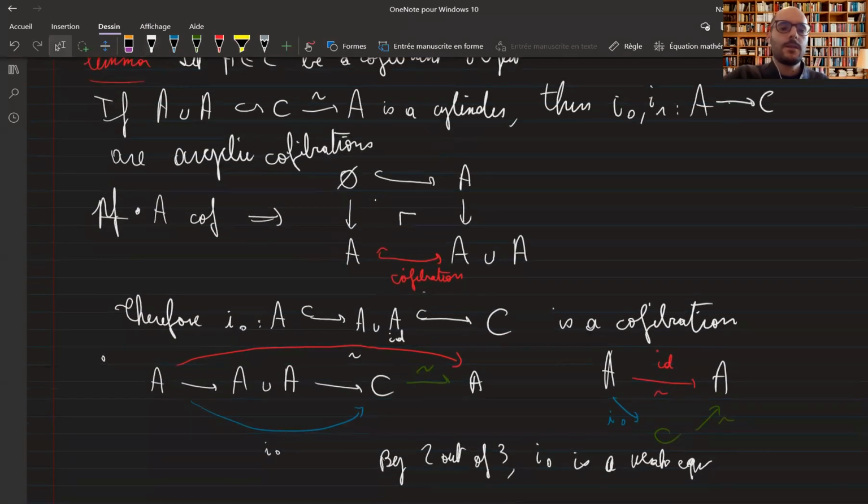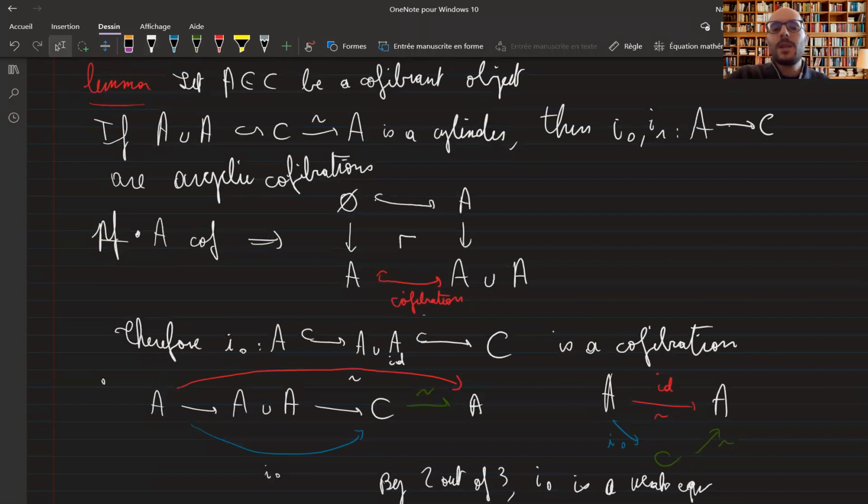All right, so why do I state the lemma like this? It's because acyclic cofibrations are nicer than just plain weak equivalences. Because, for example, we saw last time that they are closed under pushouts. And this is something that we are going to use. Because if we only knew that I0 was a weak equivalence, we could not push it out along a morphism and still keep a weak equivalence. We really need A to be cofibrant to have this kind of result.